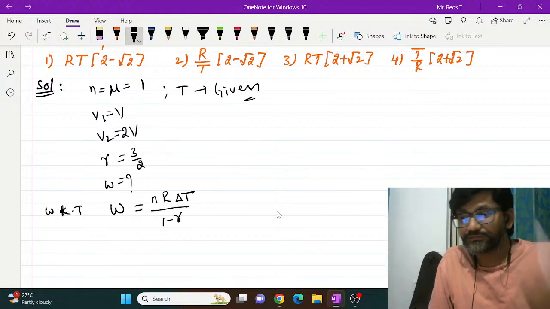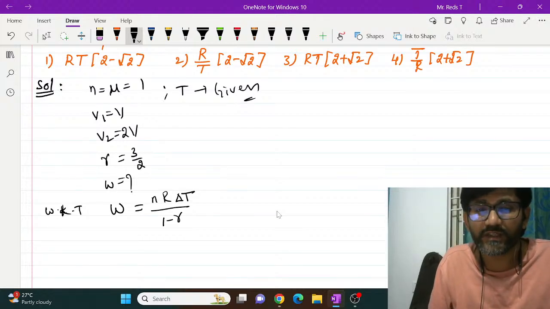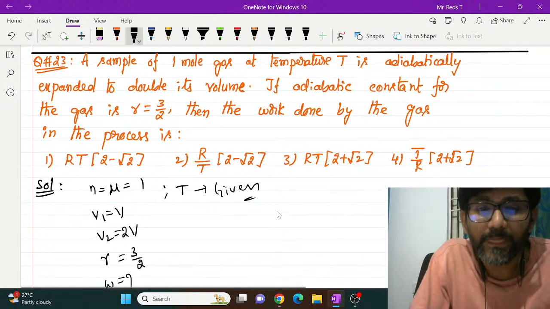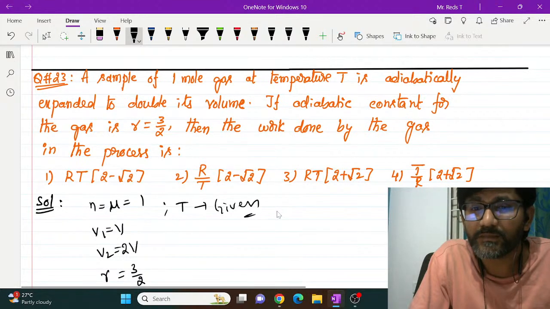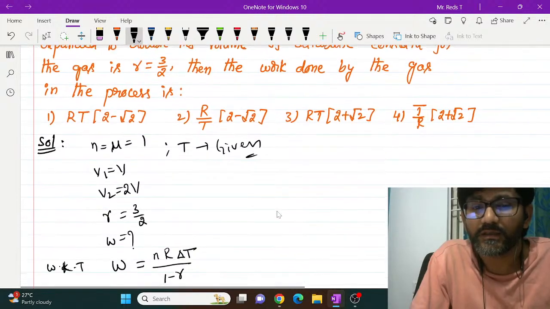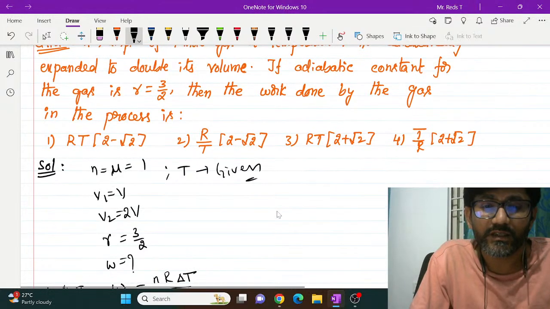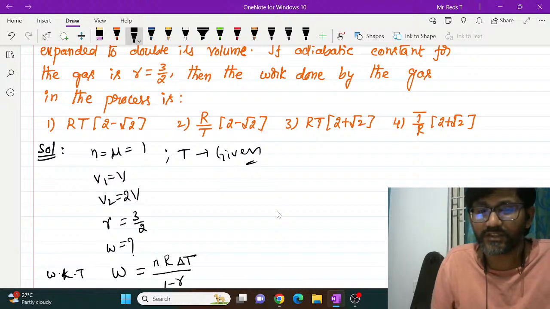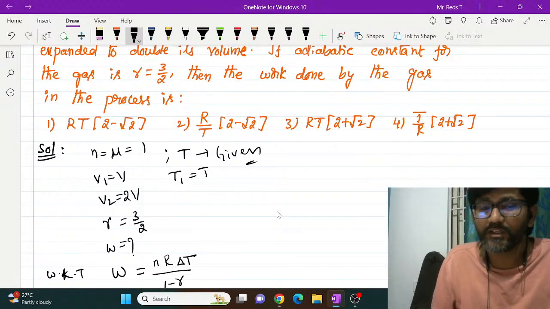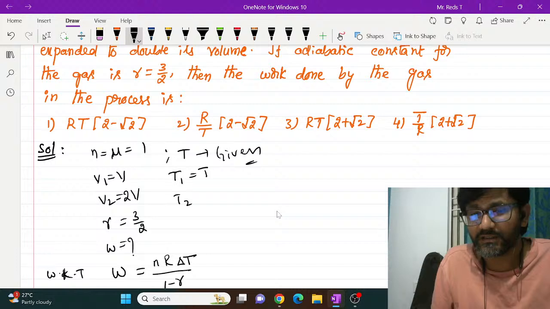So now, what is given here is a sample of 1 mole of gas at temperature T adiabatically expanded to double its volume. As I said, temperature is not constant. If temperature is constant, the process should be isothermal, right? Now let us say initially the temperature is T. At a given temperature, initial temperature T1 equal to T, volume is V1. Expanded to double its volume means the temperature should be different at this volume. That also you don't know.